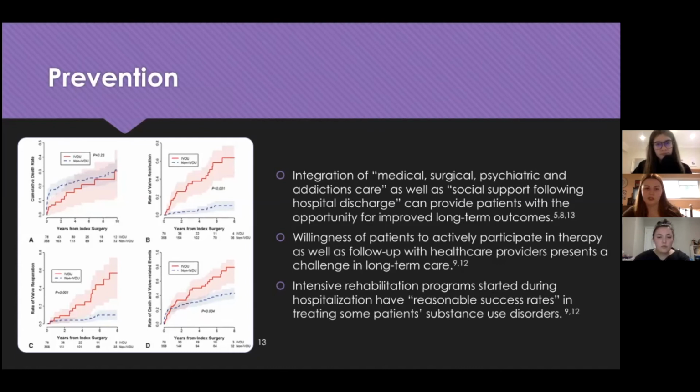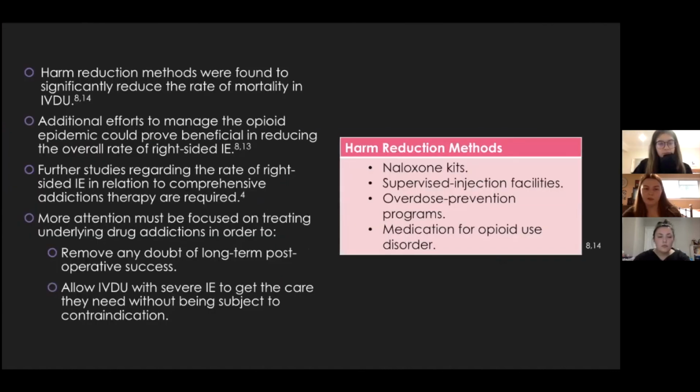Willingness of patients to actively participate in therapy, as well as continually follow up with healthcare providers, does present a challenge in long-term care. However, intensive rehabilitation programs started during hospitalization have reported reasonable success rates in treating some patients' substance use disorders. Some harm reduction methods include naloxone kits, supervised injection facilities, overdose prevention programs, and medication for opioid use disorder. And they have proved to significantly reduce the overall rate of mortality in intravenous drug users.